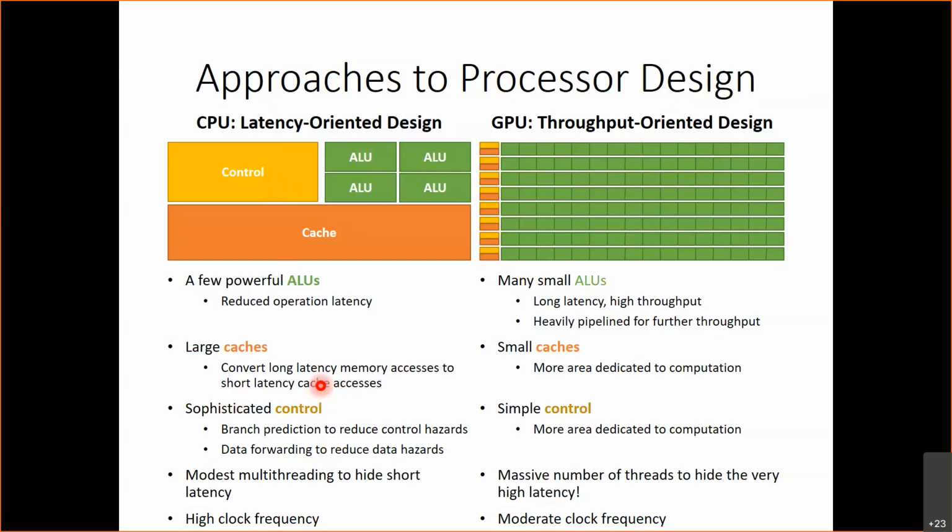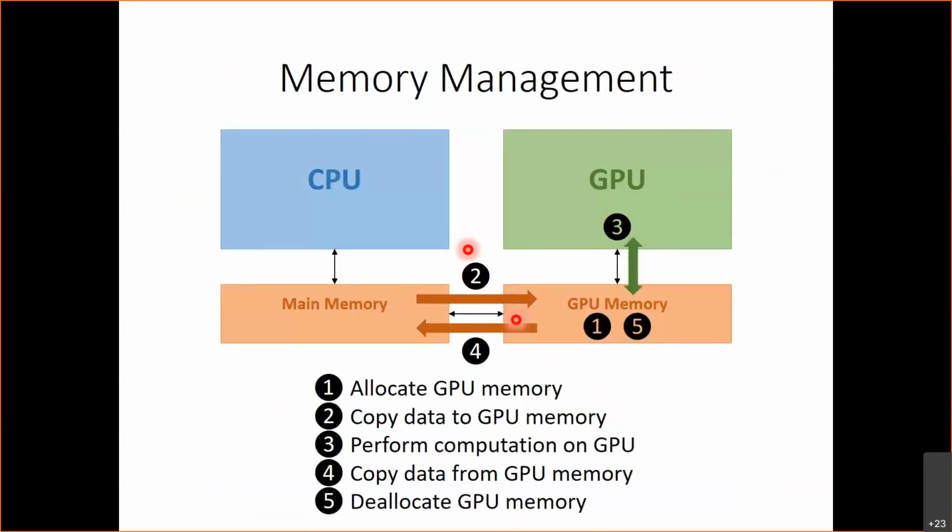that's not hidden by these other techniques. On the other hand, in GPUs, we have throughput-oriented design, where we have smaller ALUs, so an individual arithmetic operation will take much longer. However, we have many of them, and this gives us more throughput. And we saw how we have smaller caches and simpler controls so that we can dedicate more area in order for us to perform more computation in parallel. And we compensate for having this high latency in our operations by having a massive number of threads to hide the latency.